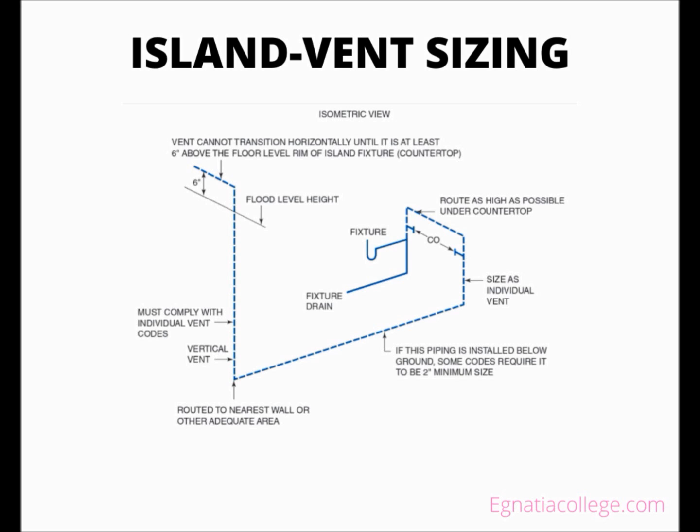All fittings used in the vent piping below the flood level rim of the fixture must comply with drainage codes for their flow patterns. The island vent under the sink must be a vertical continuation of the fixture drain, and the fixture drain must be connected on the top half of a horizontal drain. Vertical means that a pipe is in the true vertical position or no more than 45 degrees from true vertical.